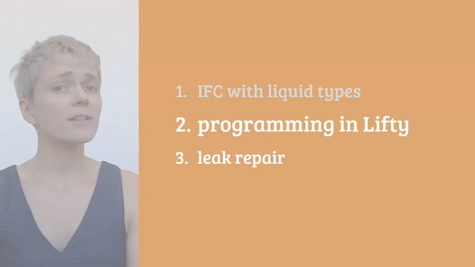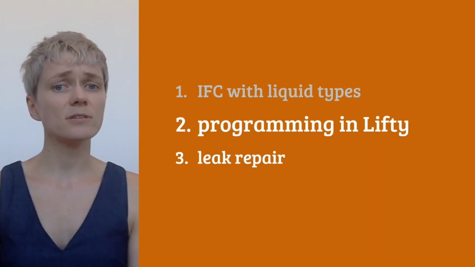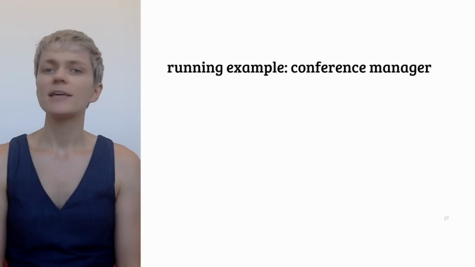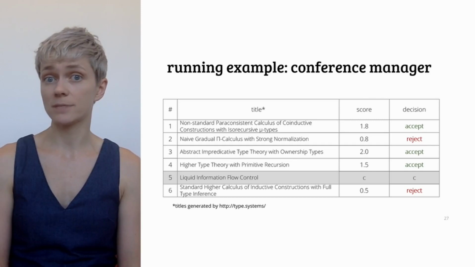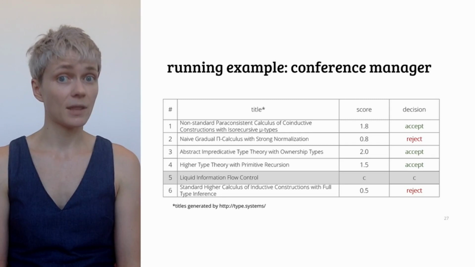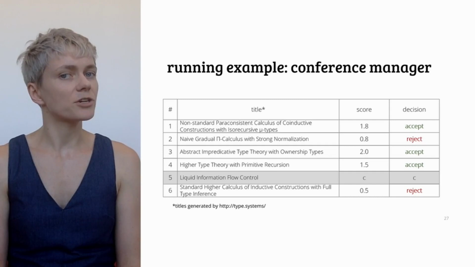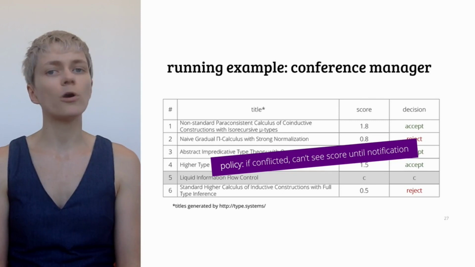Let's see how I can use Lefty to implement some simple functionality of a conference manager. Say I'm on the program committee of ICFP 20 and I'm viewing the list of all submissions. But I'm also an author of one of the submissions, highlighted in gray. As an author, I have a conflict with this submission. The conference manager has a policy that a conflicted reviewer is not supposed to learn the score or the decision for a paper until the notifications are out.